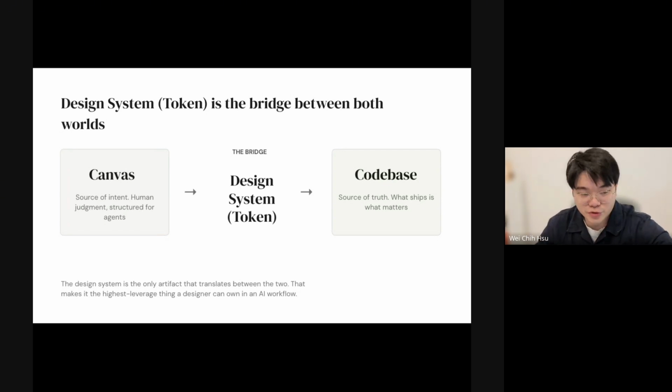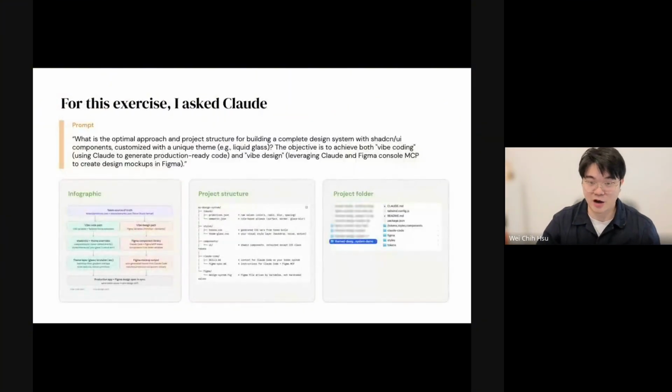And I want to show you this just because of how powerful Claude can be for you, right? So this is the exact prompt I gave to Claude. It's like, I want to build a design system and leverage shadcn. And I want to use this thing, liquid glass, because why not, right? I'm not a big fan of liquid glass, but it's actually a trending thing out there. And my main objective is to achieve both coding and designing in the same file structure, and leverage Claude and Figma Console MCP to create the design in Figma, but translate it later into the code.